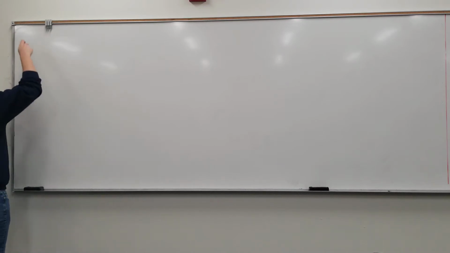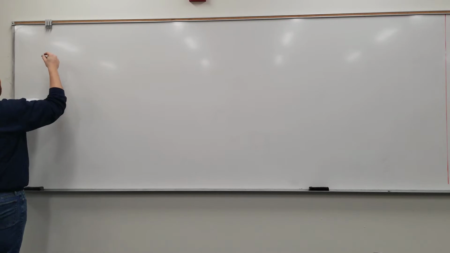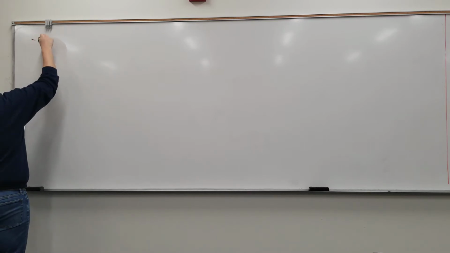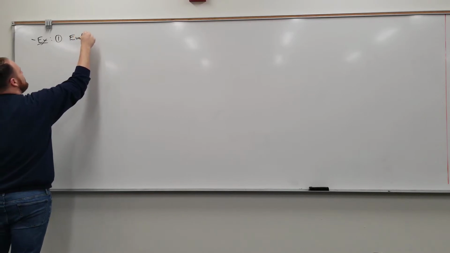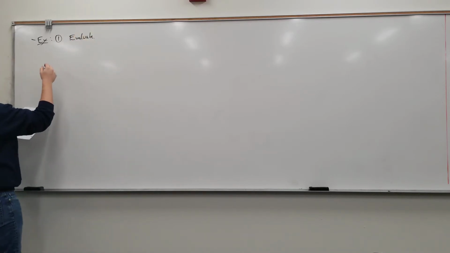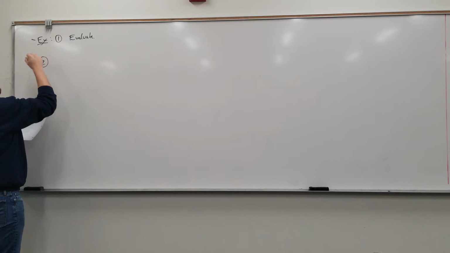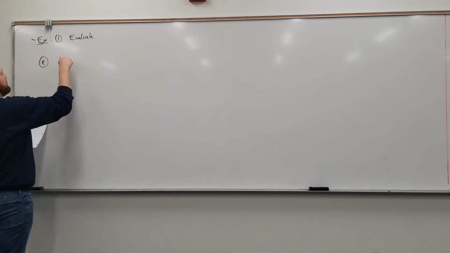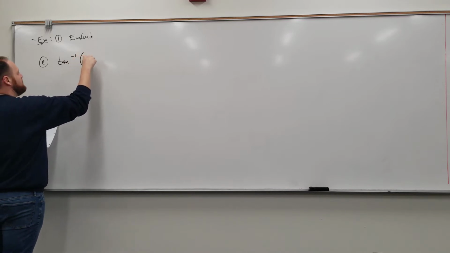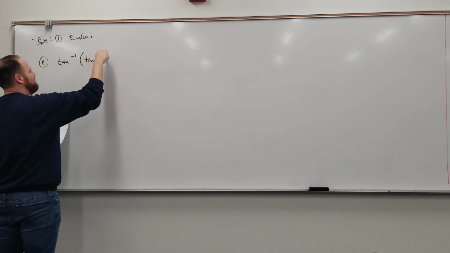All right, so we're still at 6.1, still in section 6.1, and I'm gonna do some more of those examples where we're evaluating some stuff. So we did a few of these already. So part E. Let's see if we can do tangent inverse of tangent of pi over 3.